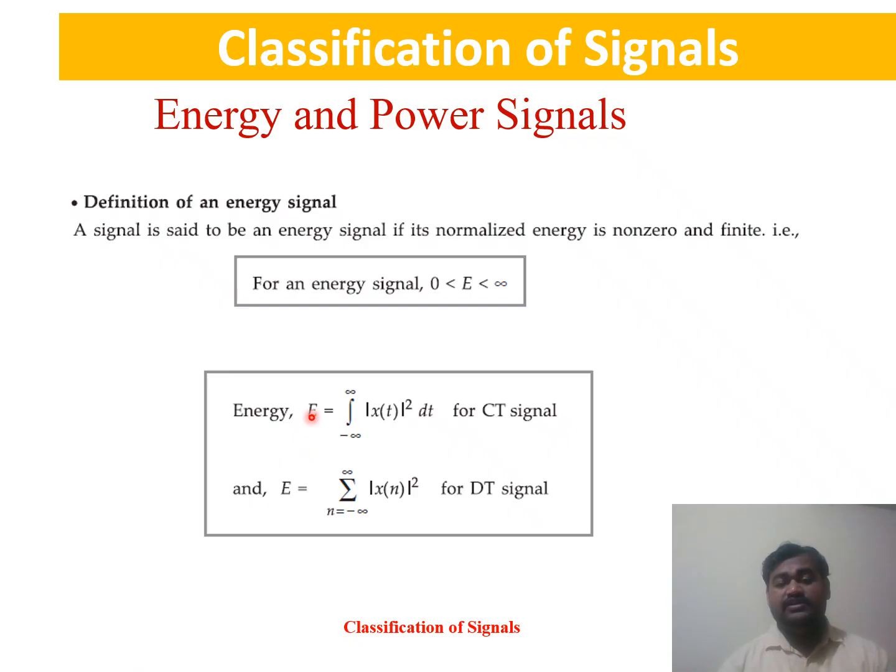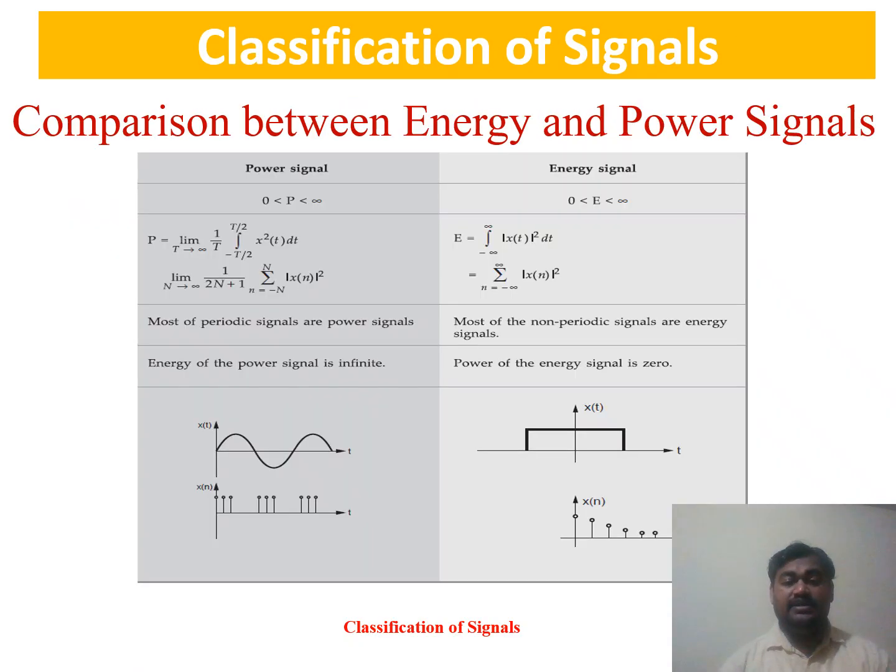To find the energy and power, the formula is E equal to integral from minus infinity to plus infinity modulus x of t whole square dt for a CT signal. For a DT signal, E equal to summation n equal to minus infinity to plus infinity modulus x of n whole square. In the case of power, a signal is said to be a power signal if its normalized power is non-zero and finite. For a power signal, 0 less than P less than infinity and E equal to infinity. The signal is a power signal.